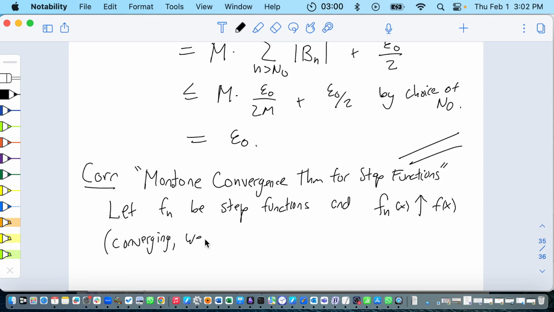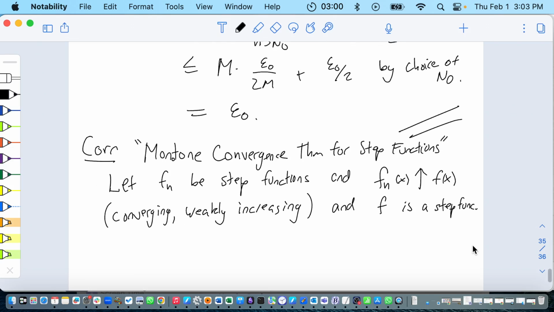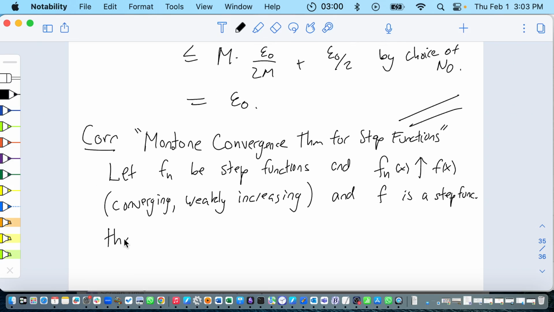And I'm going to say weakly increasing. The textbook writes non-decreasing, which I do not understand what it means. There's too many double negatives for my brain. Weakly increasing. It can't be going down, okay? And I'm going to assume f is a step function too. So you have a bunch of step functions. They're going up to some other step function. Then the integral of fn converges to the integral of f. That's the monotone convergence theorem for step functions.